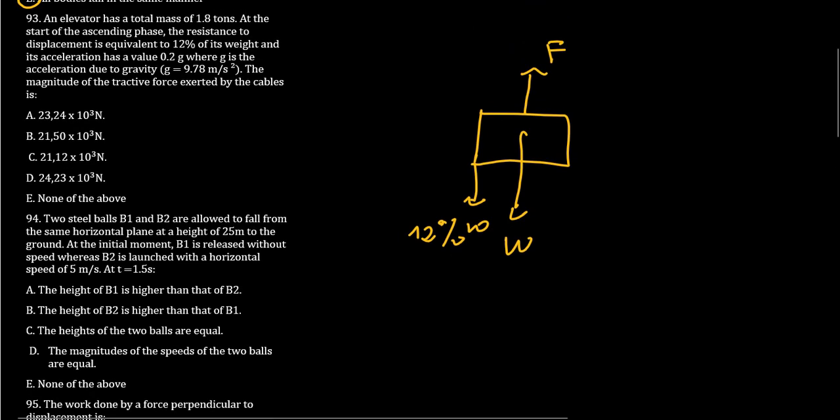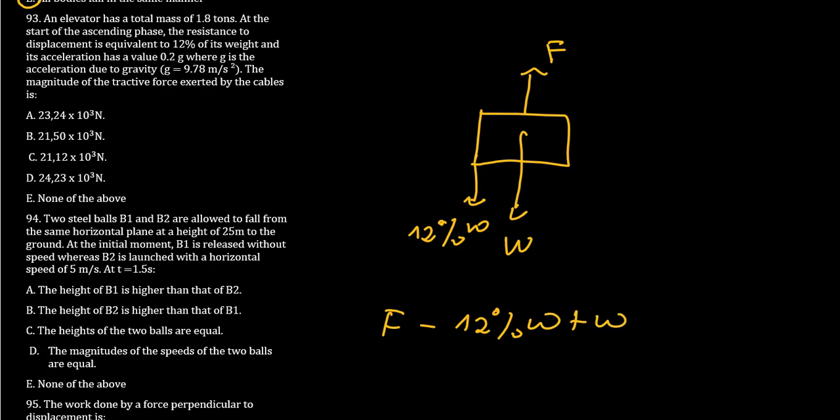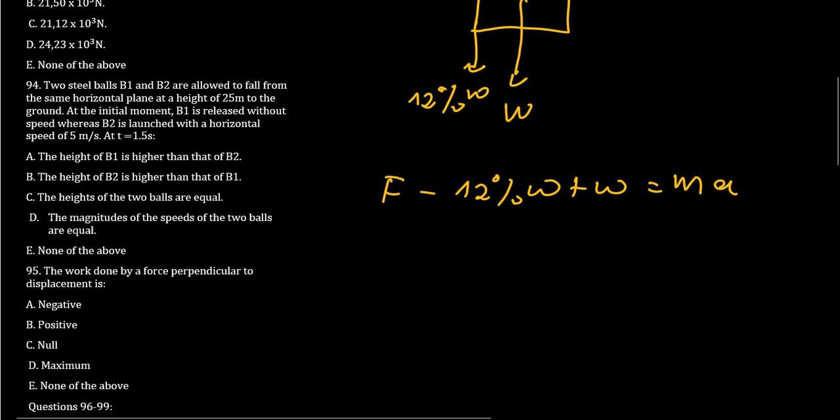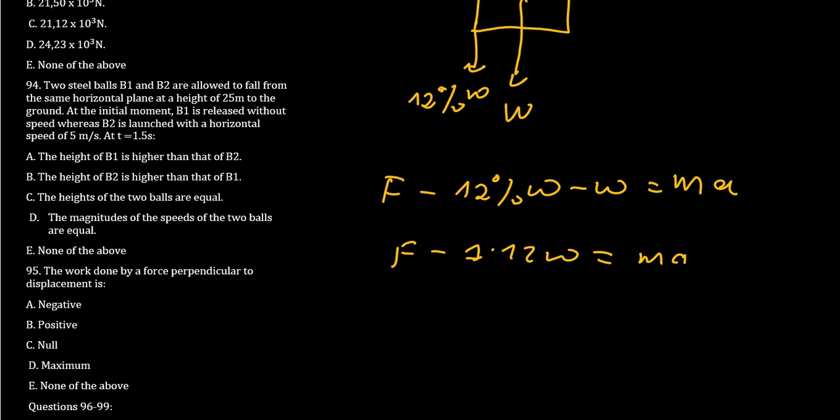From Newton's second law, resolving the forces, the resultant of the forces is equal to ma. So I have F minus 12% of W minus W is equal to the mass times the acceleration. So 12% is 0.12, and 0.12 W plus W will simply give us 1.12 W. So I have F minus 1.12 W is equal to ma. And so my force F will simply be ma plus 1.12 W.